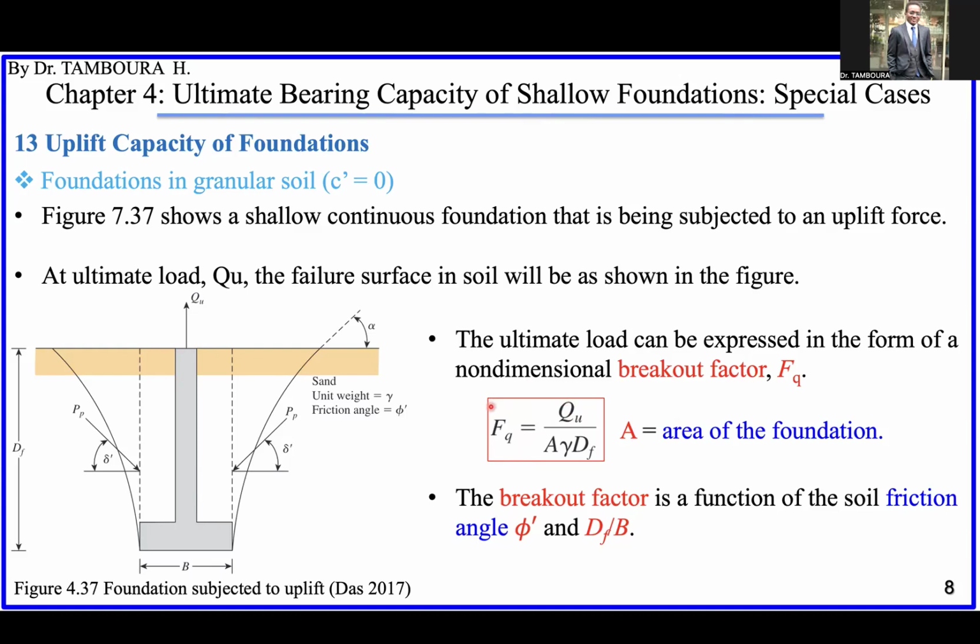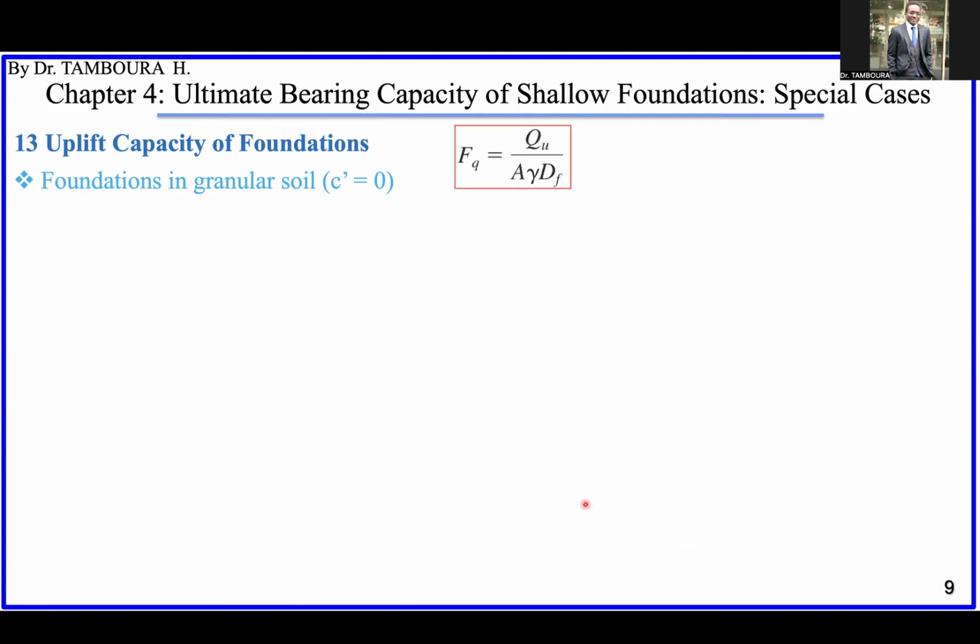We are not going to attack this QU directly. We are going to search for this one, and if we have this one, since these are known already, it will be easy to obtain QU, just by multiplying. So the breakout factor is a function of the friction angle and DF over B. All right, so let's keep this equation here.